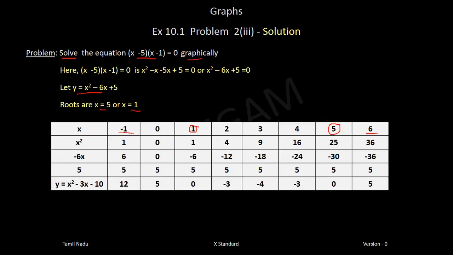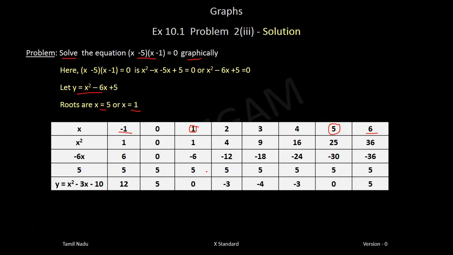Right, now you can start filling up. Minus 1 squared is 1 because this is x squared, right? 0 squared is 0, 1 squared is 1, 2 squared is 4. Similarly, fill the remaining cells. And this row is minus 6x, that is minus 6 into the x value. So minus 6 into minus 1 is 6, minus 6 into 0 is 0, minus 6 into 1 is minus 6, minus 6 into 2 is minus 12, minus 6 into 3 is minus 18, and so on. You can fill it up. Then as I told you, this is the constant, so you can fill up all the cells in this row with 5.